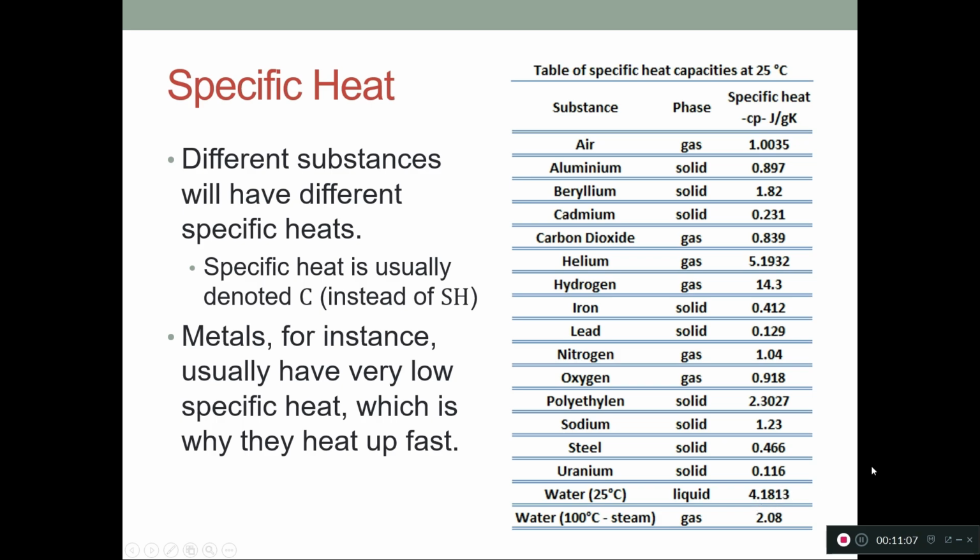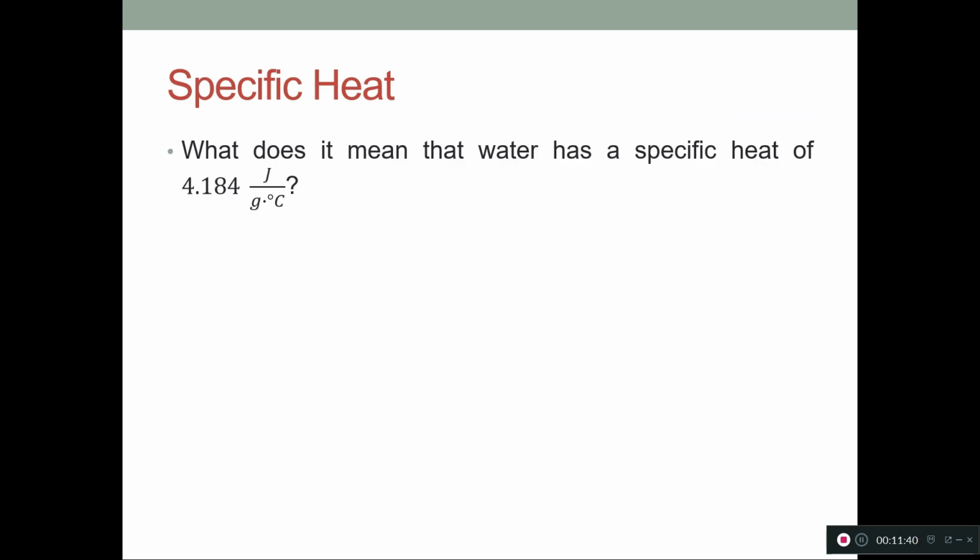It's usually 4.184, and so as we saw earlier, that is how the calorie is defined. And so what we see is that metals, for instance, usually have very low specific heat, so that's why they heat up fast. So we can think of specific heat, like I said, as the amount of energy that needs to be put into 1 gram of a substance in order to increase it by 1 degree Celsius.